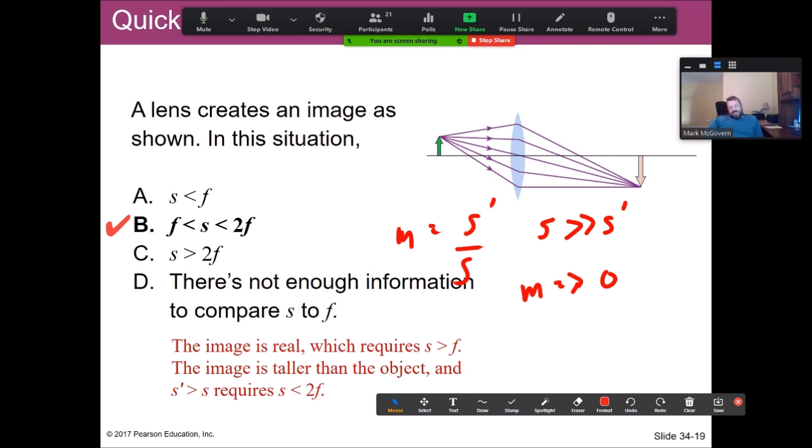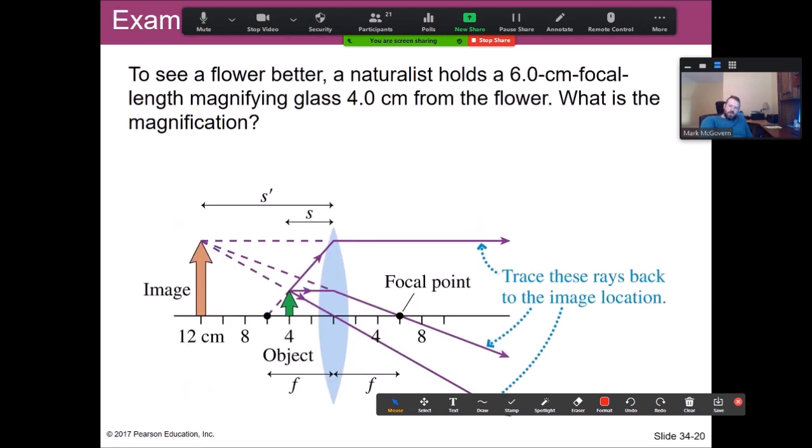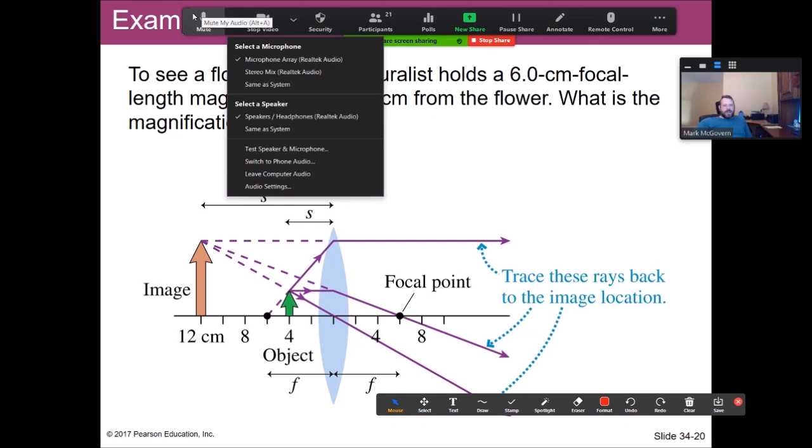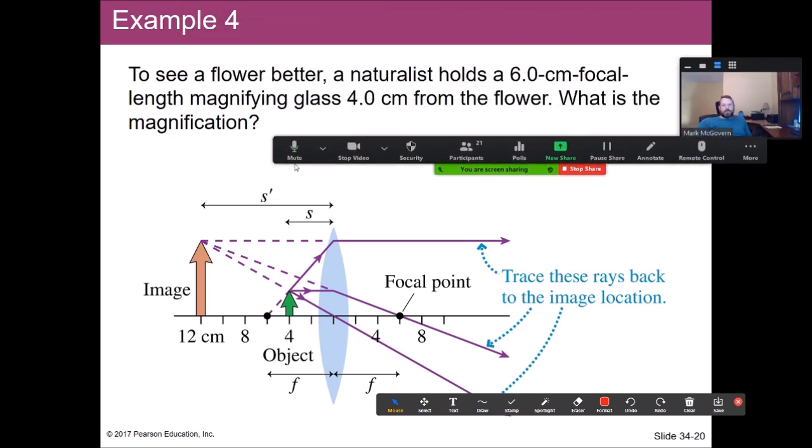All right. It's a lot of things to keep in your brain, right? A lot of stuff to remember. Okay, let's keep going with this. I think we're doing divergent now. No, we're not. Oh, we're doing the magnifying glass example.